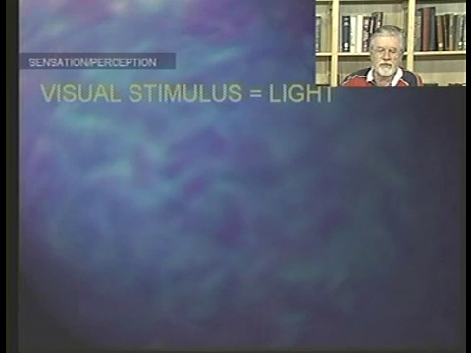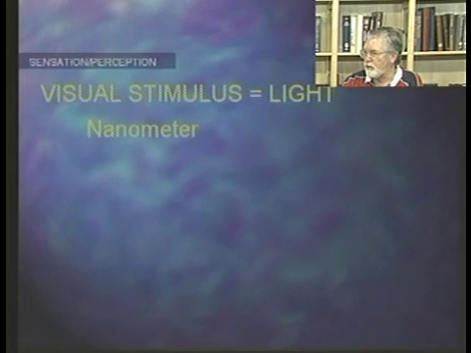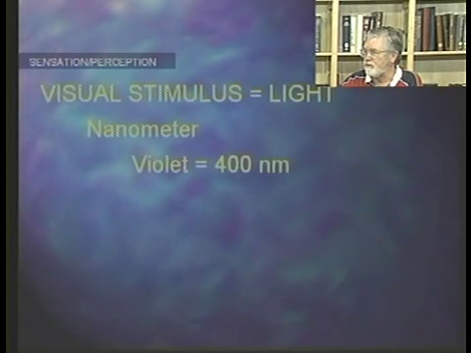And light waves basically run from 400 nanometers at the violet end of the spectrum up to 700 nanometers, or NM, at the red end of the spectrum. Now, relative to that stimulus, let me burden you with a couple of different features.